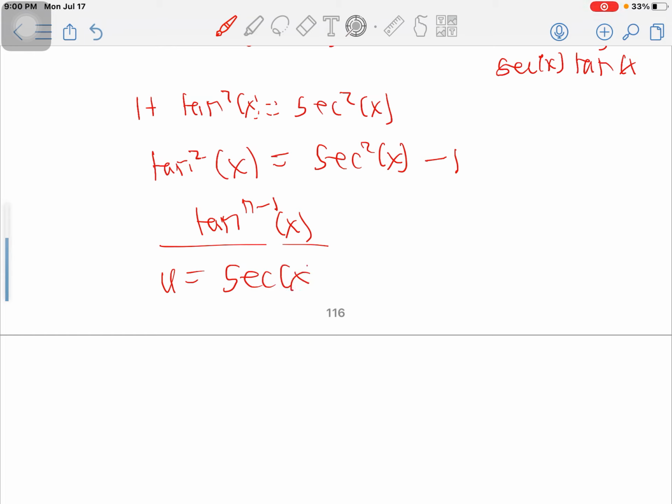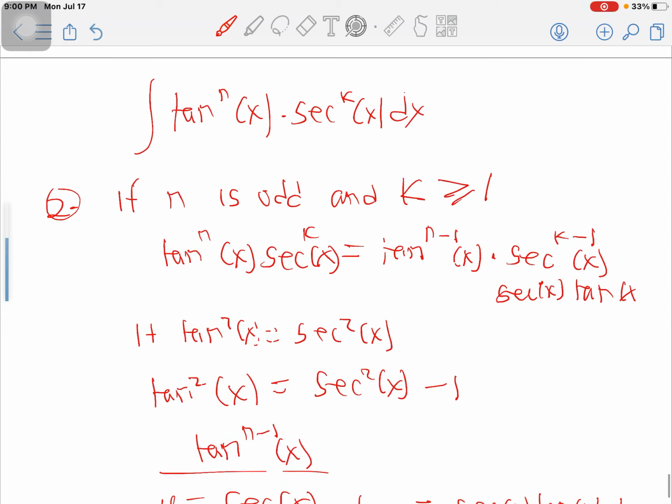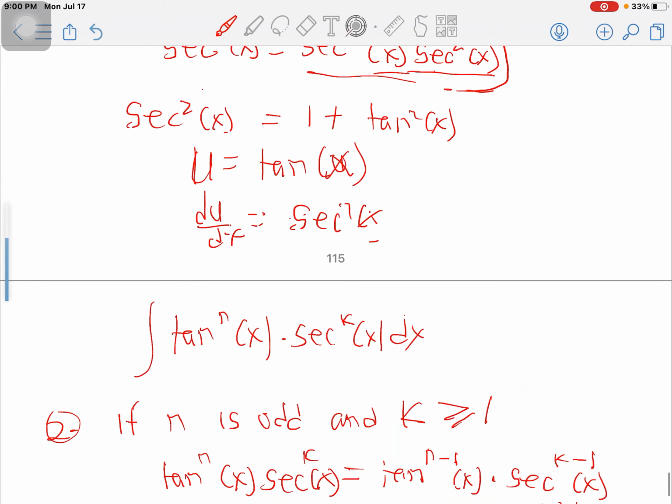So when you are done, since we manipulated the tan, we are going to take our u to be equal to sec of x. And for that matter, we can say our du dx is equal to sec x tan of x dx. When you are done, note that your k is even and your n is odd. Therefore, either strategy 1 or strategy 2 may be used.